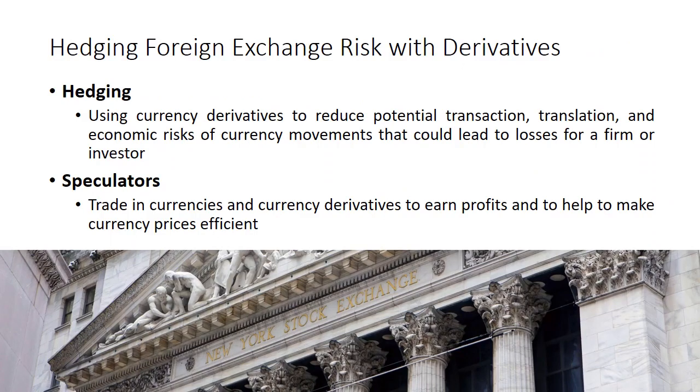A way of businesses acquiring protection from foreign exchange risk is by hedging. This is a strategy intended to protect a position or investment from losses. Hedges are similar to insurance, where a premium is paid to protect against losses. A form of hedging is using currency derivatives to reduce potential transaction, translation, and economic risks of currency movements that could lead to losses for a firm or investor.